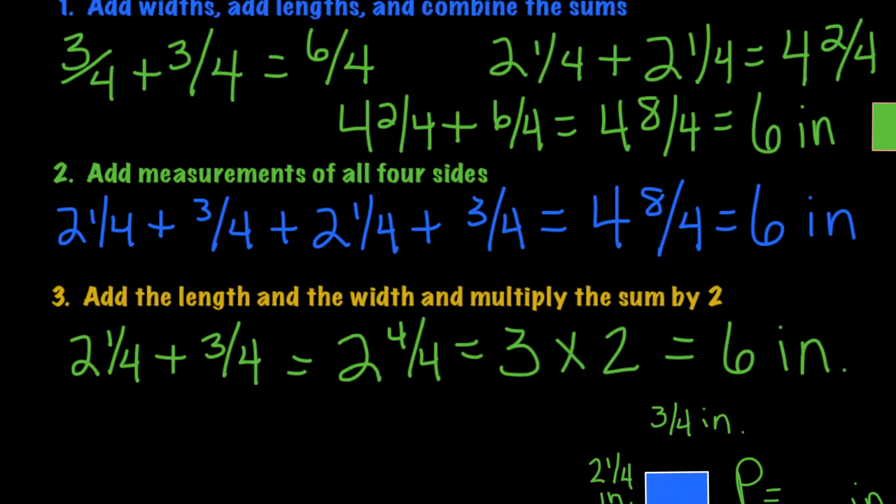And with our last method, we're taking the length and the width, and we're adding them together. So here is my length, here is my width. When I add those together, I get 2 4/4. 4/4 is equal to 1 whole, so I add that to my 2, which gives me 3. And then I take that sum and multiply times 2, because there's 4 sides, and I get 6 inches. So as you can see, all three methods, I got the same answer, just going about it a different way. So this is kind of what you're going to be doing in class.